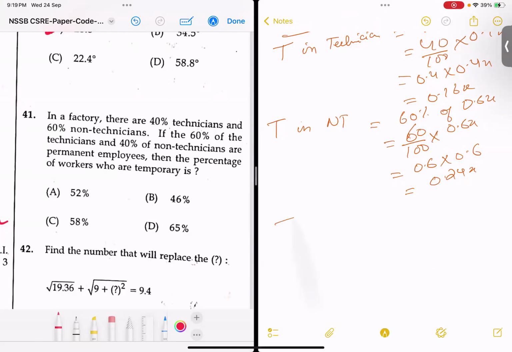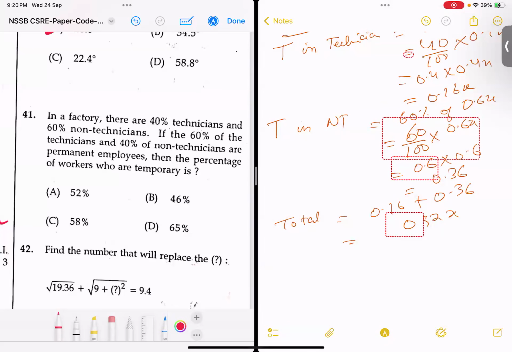Now, if we add the total, it would be 0.16 plus 0.24, right? So it will be 0.6, or 36. Oh, we made a mistake here. It will be 0.36. So if we total it up, it will be 0.52x. So in terms of percentage, it will be 0.52 into 100%. So it will be 52%. Okay, so the correct option is A.